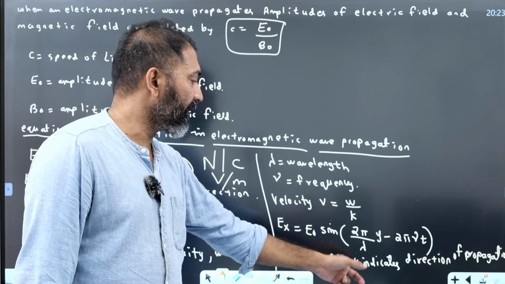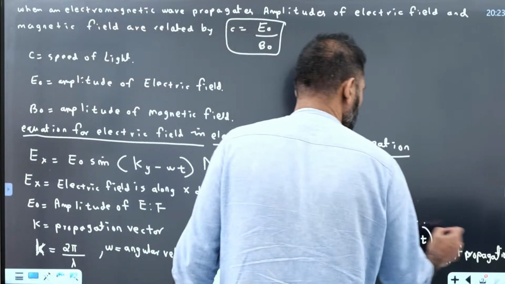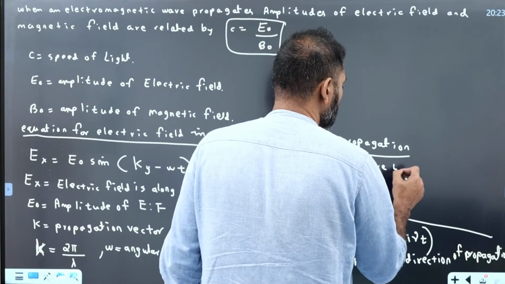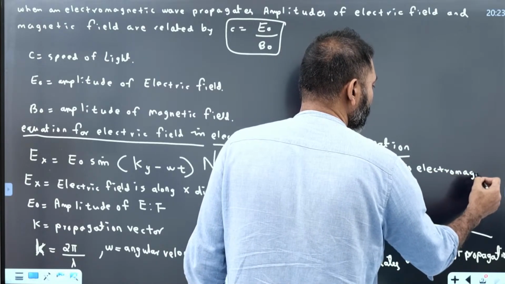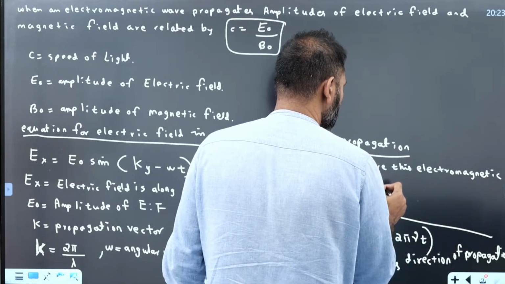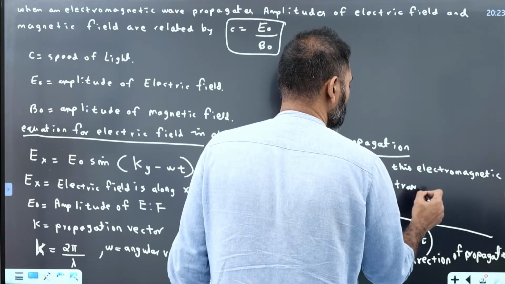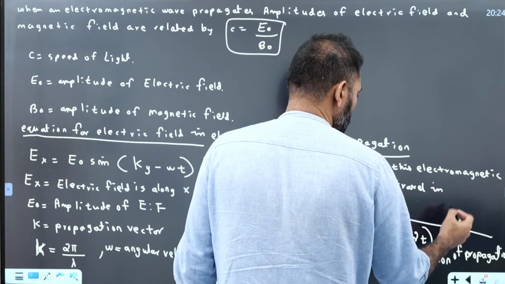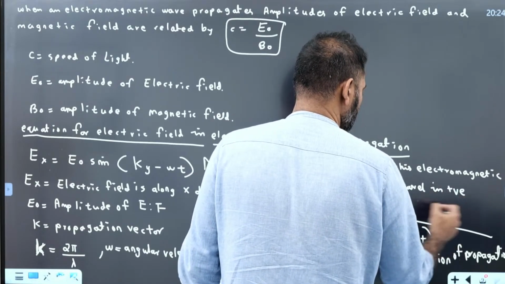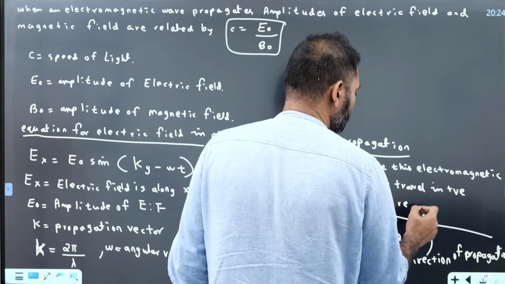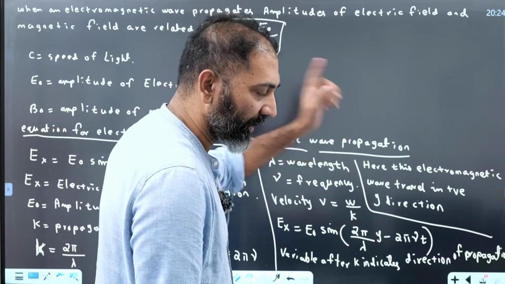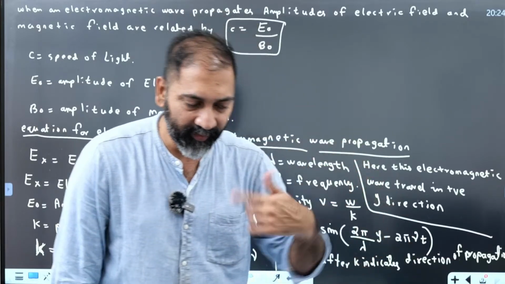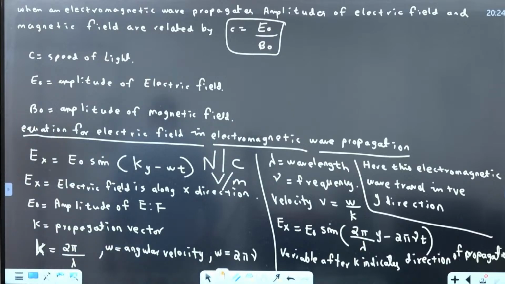Variable after K indicates the direction of propagation. Here, this electromagnetic wave travels in which direction? Positive Y direction. If the variable after K indicates direction of propagation, here the variable after K is Y, so it propagates in Y direction. If there is a negative sign inside, then it is what? Positive Y direction.